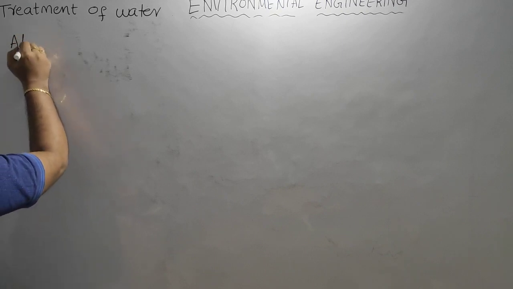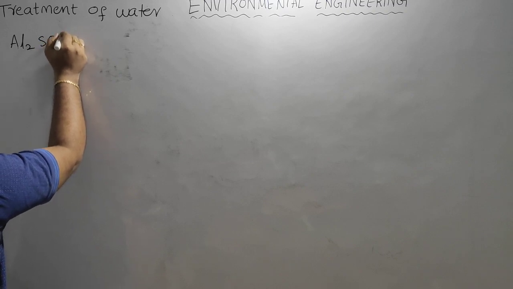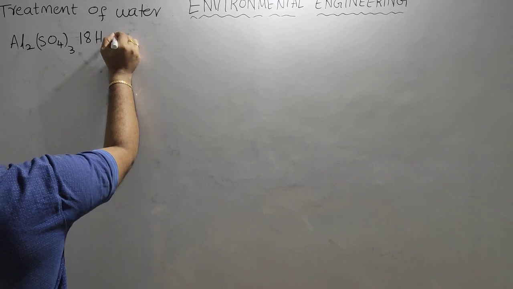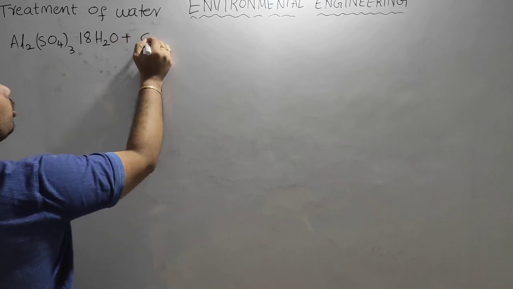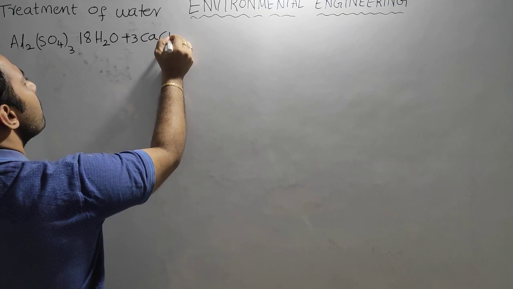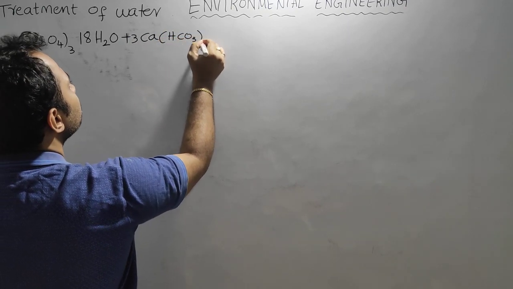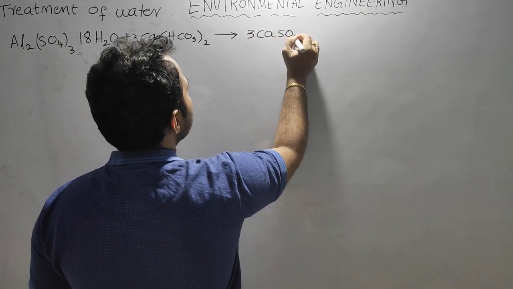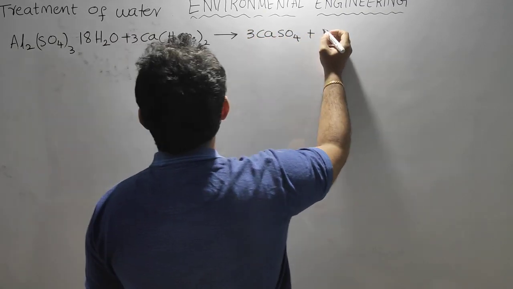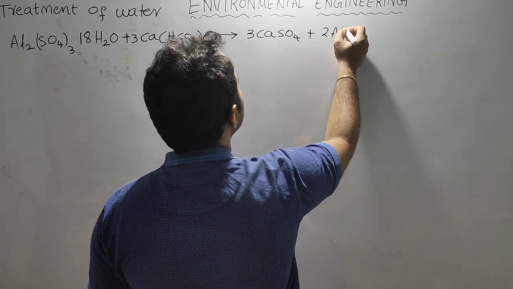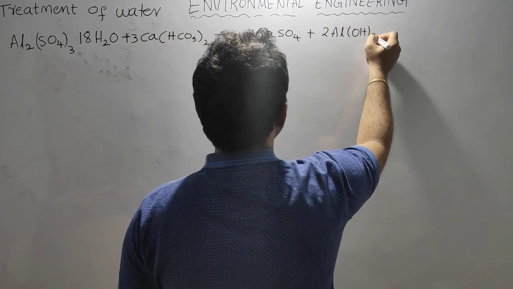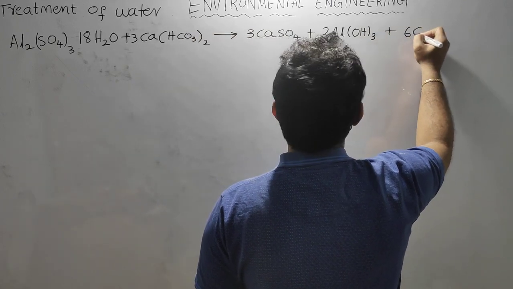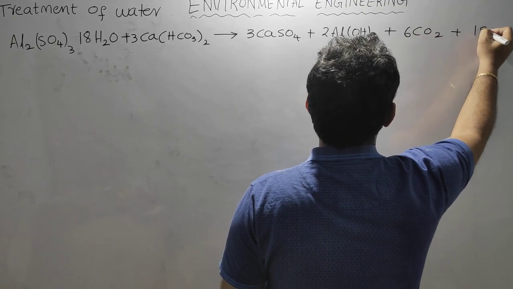Al2(SO4)3.18H2O, when it reacts with bicarbonate, it gives 3CaSO4 plus 2Al(OH)3 plus 6CO2 plus 18H2O.